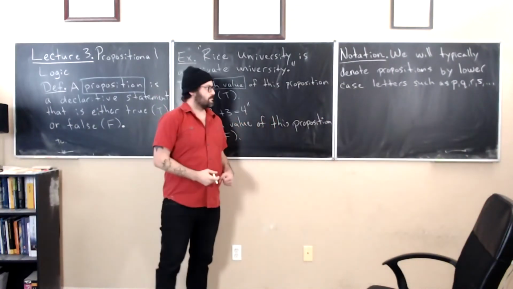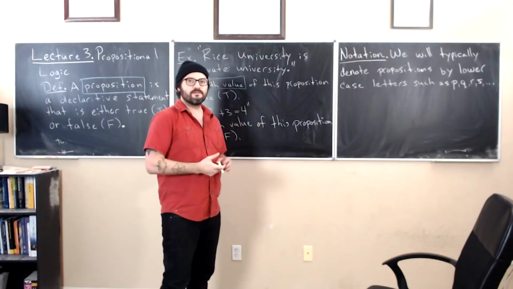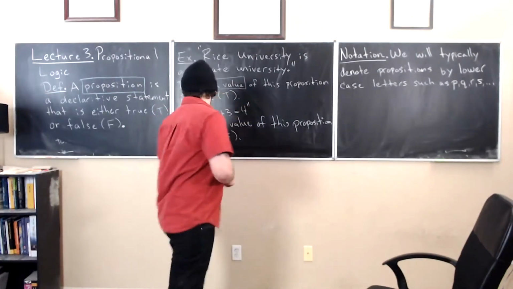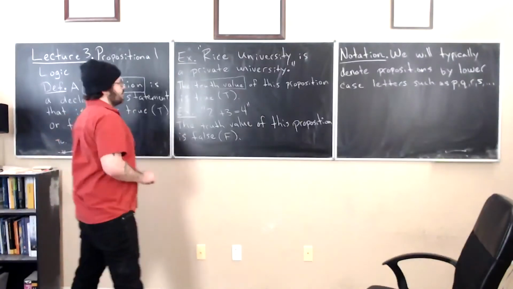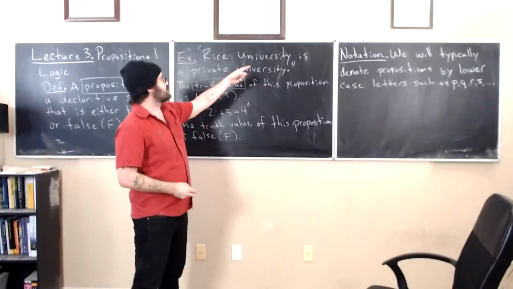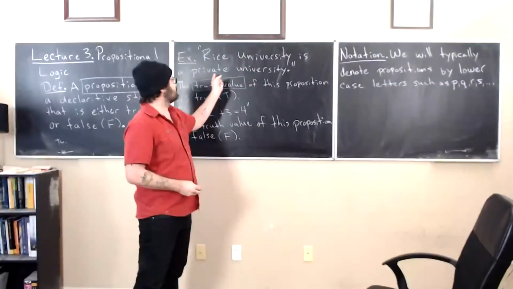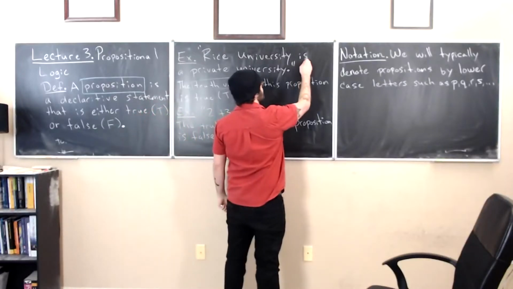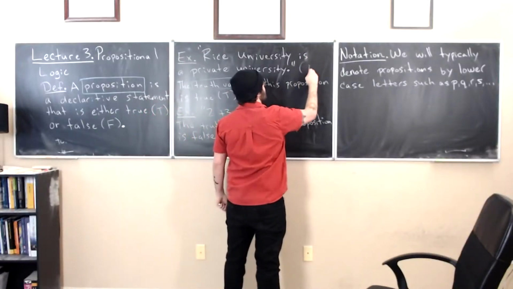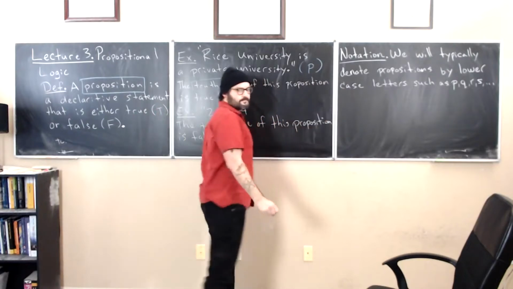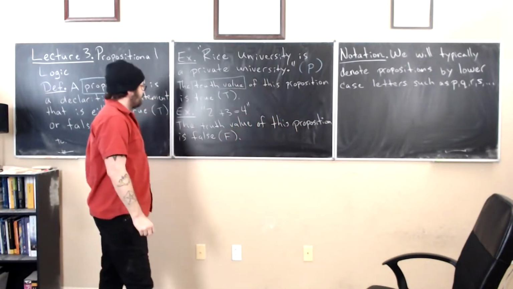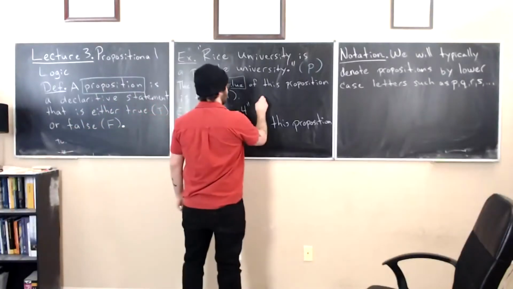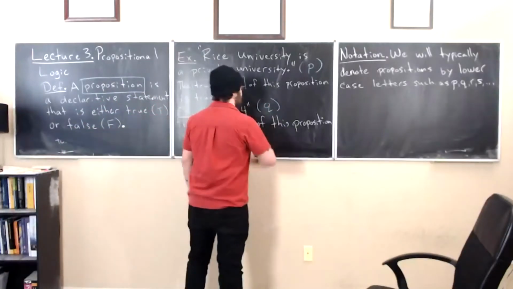Invoking this notation will make it easier to talk about a proposition without having to write it all over again, right? So in this case, I might say that the proposition "Rice University is a private university," I'll call this the proposition P. And the proposition "2 plus 3 is equal to 4," I'll call this the proposition Q.